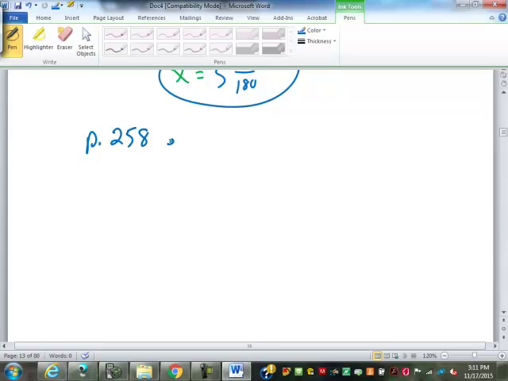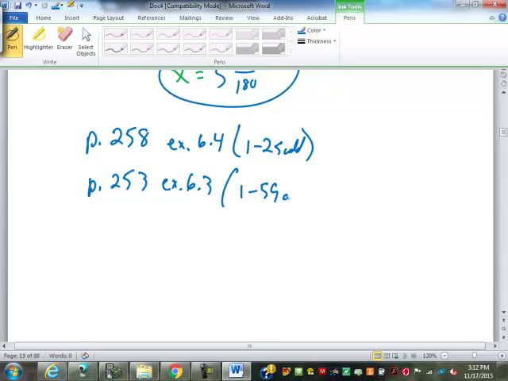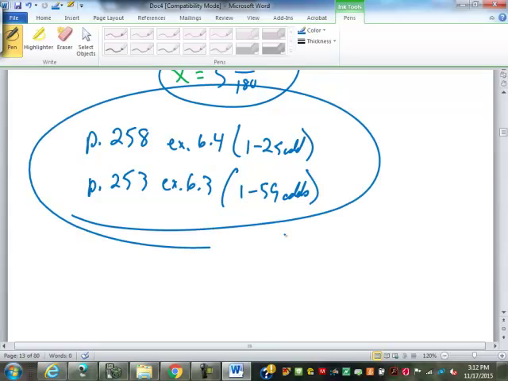On page 258, it's actually exercise 6.4, 1 through 25, the odds. I'd given that one out last time, but we didn't get through all of them, so now you can get to it. For those of you that were gone on Friday, there's also page 253. That's exercise 6.3, 1 through 59, the odds. Now again, these are long problems, so I'm not expecting you to do every one of them, but there's enough there to practice if you need to.